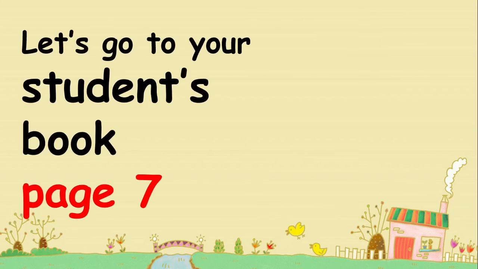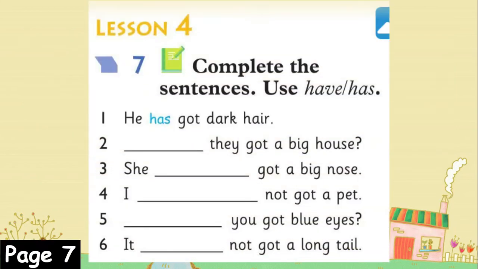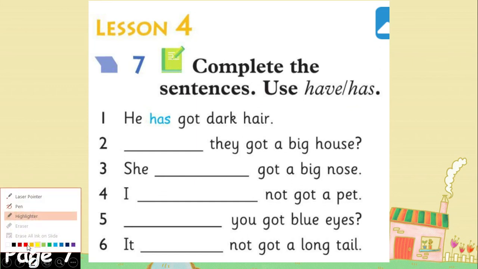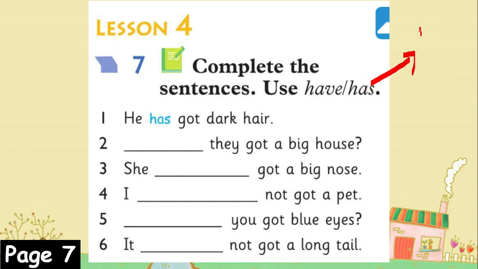Let's go to your student's book, page 7. Let's read. Complete the sentences. Use have or has. You're going to choose has or have. So the first one is has because of the word he. Let me write here. Has is for he, she, and it.